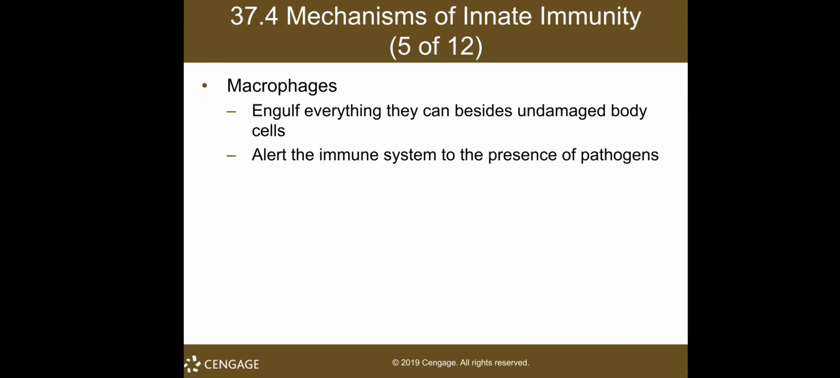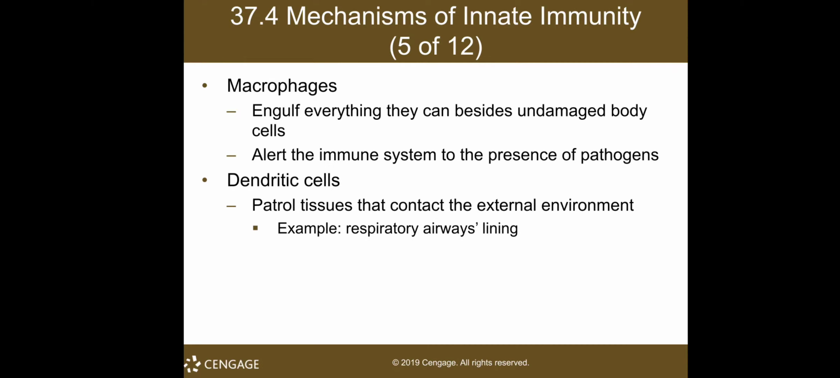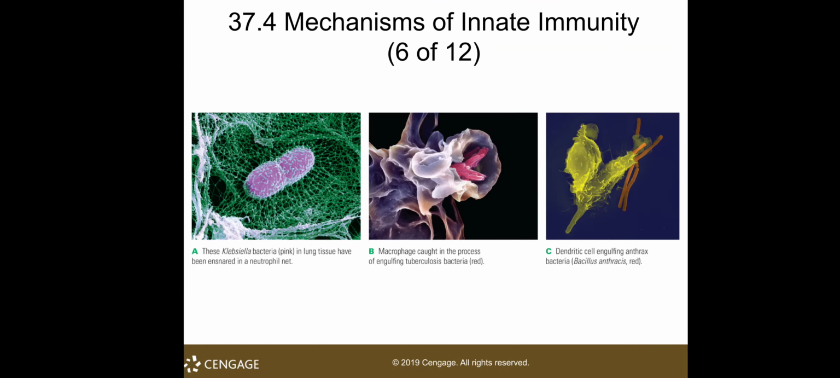And then the other soldiers are the macrophages. They engulf everything that they can besides undamaged body cells. They also alert the immune system to the presence of pathogens. And then we have the dendritic cells. They patrol the tissues that contact the external environment. An example of them is the respiratory airways lining.